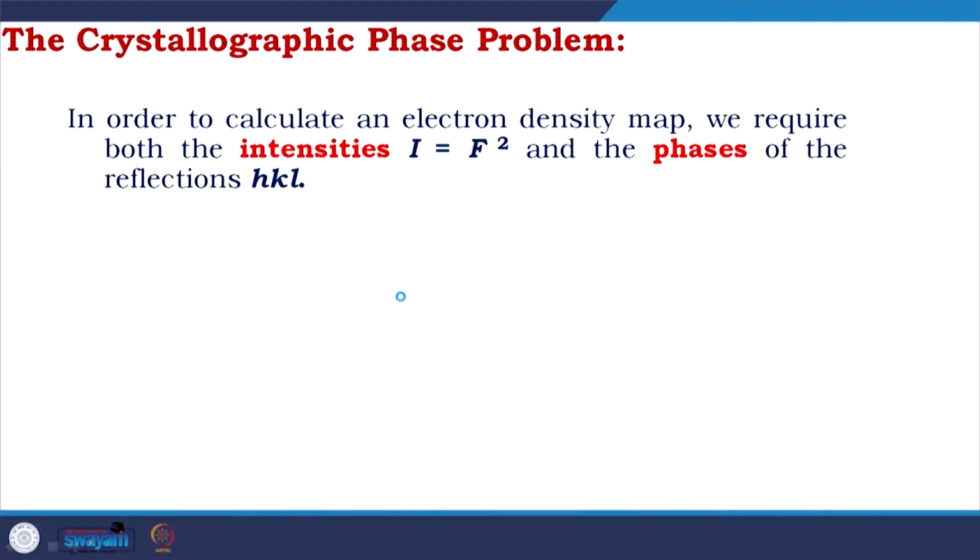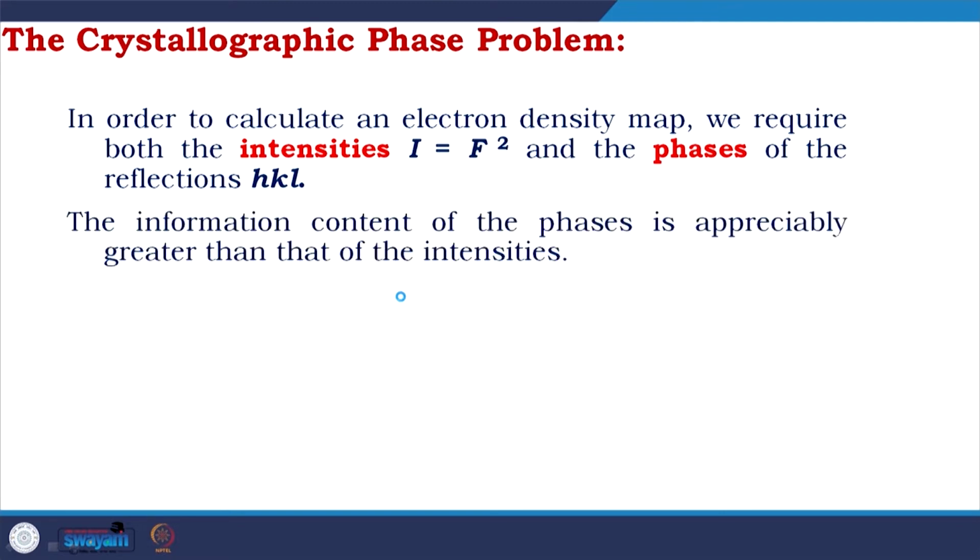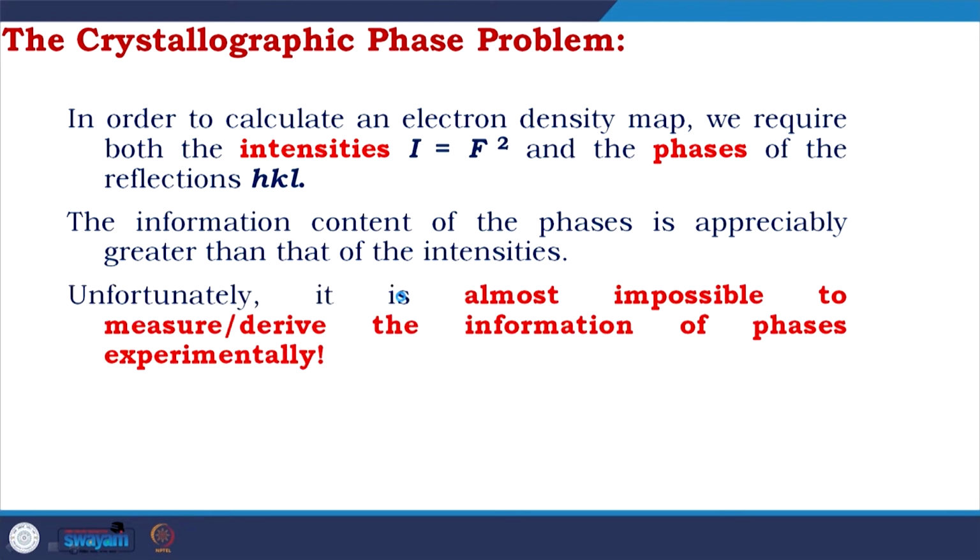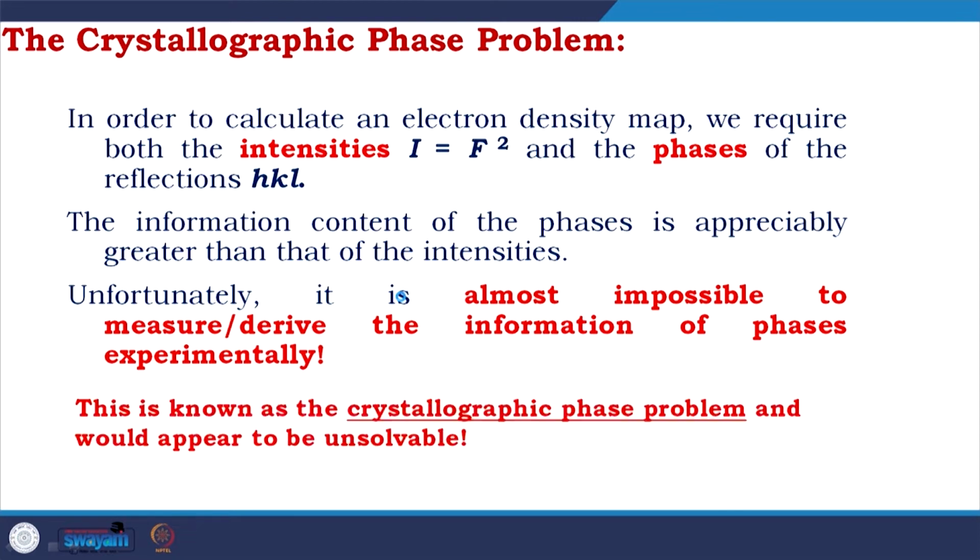So, in order to calculate an electron density map, we require both the intensities and the phases of the reflection. The information content of the phases is appreciably greater than that of the intensities. Unfortunately, it is almost impossible to experimentally derive the information of the phases, and this is known as the crystallographic phase problem and would appear to be unsolvable. Very important.